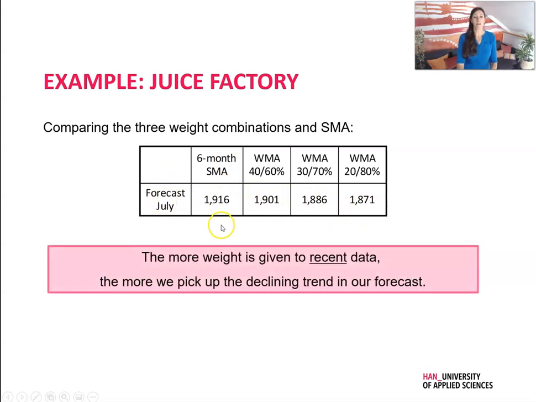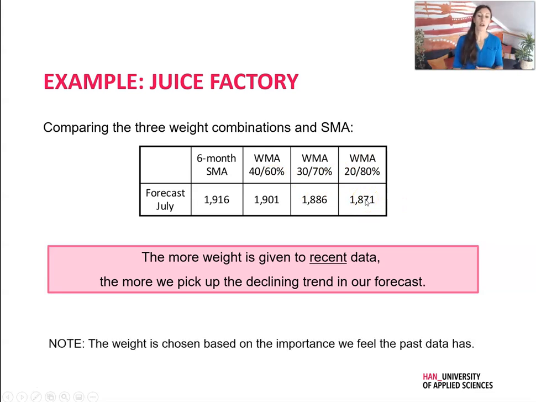What you might see is that the more weight you give to the recent months, so to the recent data, the more we pick up the declining trend in our forecast. You see, the more weight we give here, so with 80% to the recent months instead of 70 or 60, the more this decline has been captured in our forecast. So the more reactive we are in our forecast to the change in trends.